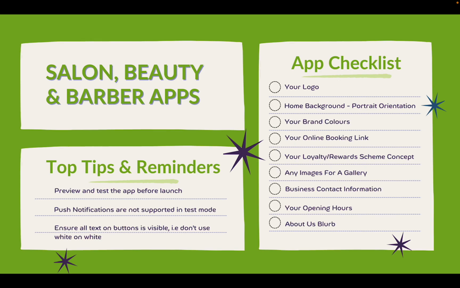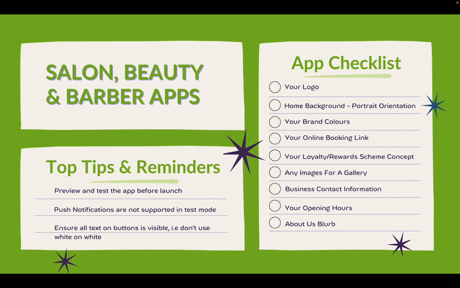So prior to creating your app, we have an app checklist, things you'll need in order to create your app. So your logo, your homepage background in a portrait orientation, your brand colours, your online booking link, your loyalty reward scheme concept, any images you may require for a gallery to display your work or your products, your business contact information, your opening hours, and a bit about the business, and a little blurb that you can use in an About Us section.